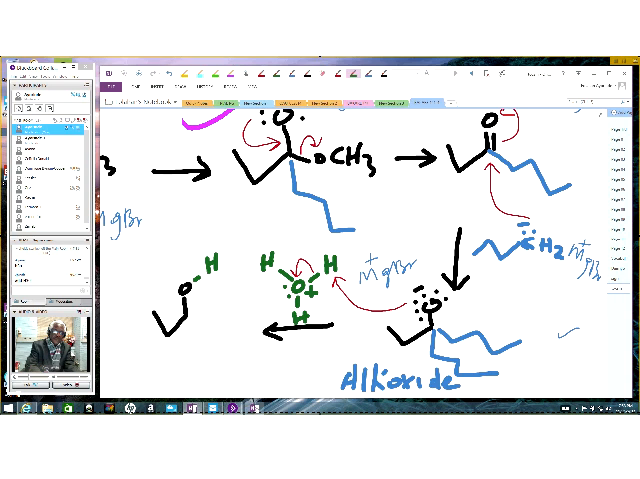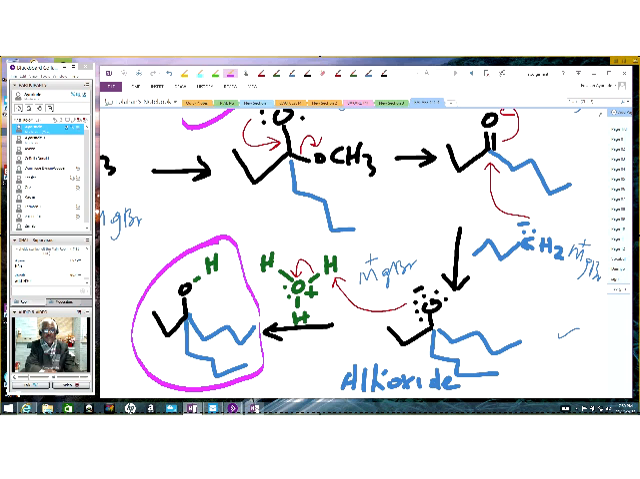I want to show the hydrogen is coming from water. Okay, and this is our final product. Okay, so what have we shown you here? We have shown you the mechanism for how we go from an ester to a tertiary alcohol.